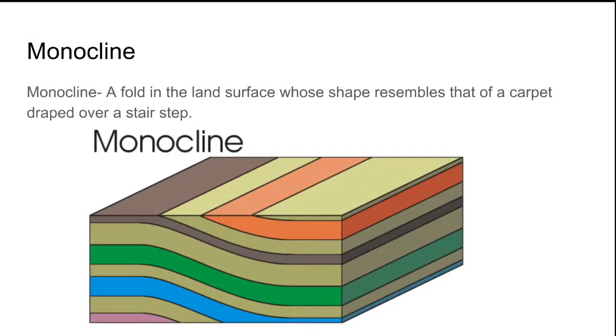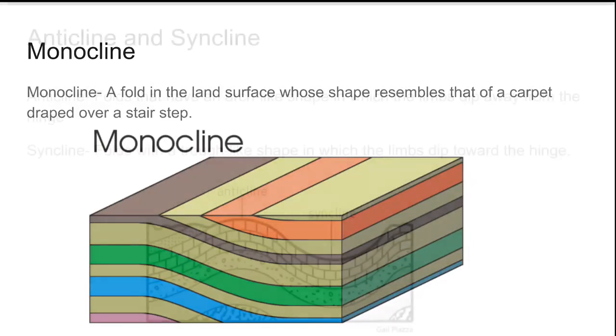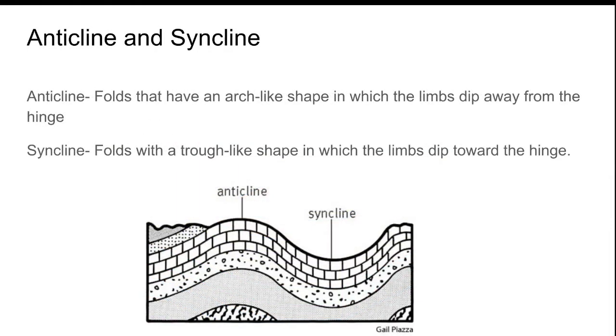Monocline, a fold in the land surface whose shape resembles that of a carpet draped over a stair step. Anticline, folds that have an arc-like shape in which the limbs dip away from the hinge. Syncline, folds with a trough-like shape in which the limbs dip toward the hinge.